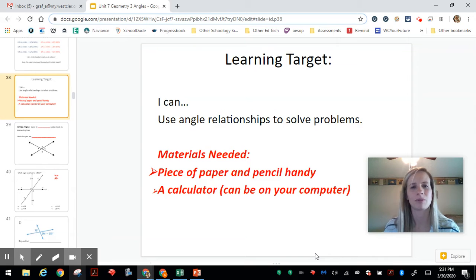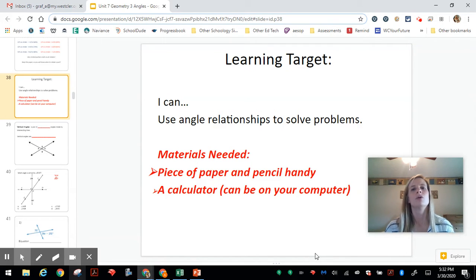Today, in your math lesson, we are going to use angle relationships to solve problems. So you've learned about complementary and supplementary. We're going to learn one more type of relationship today. And then we're going to do some practice problems involving that relationship.